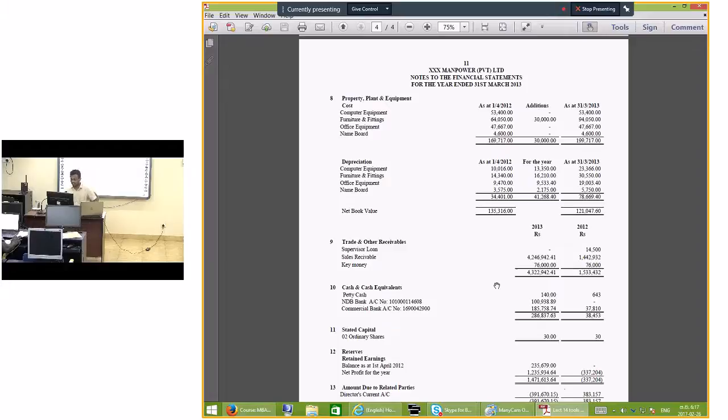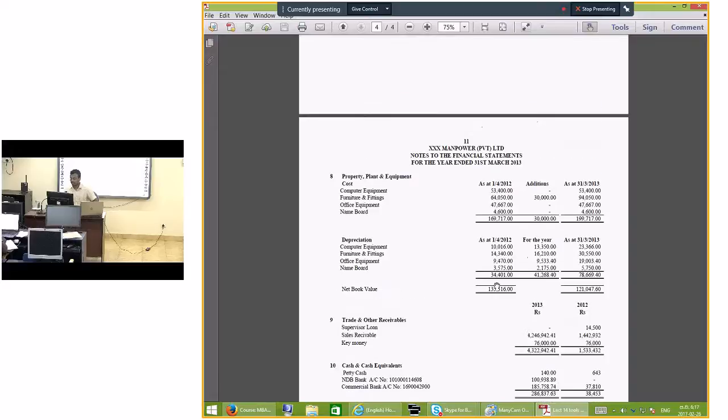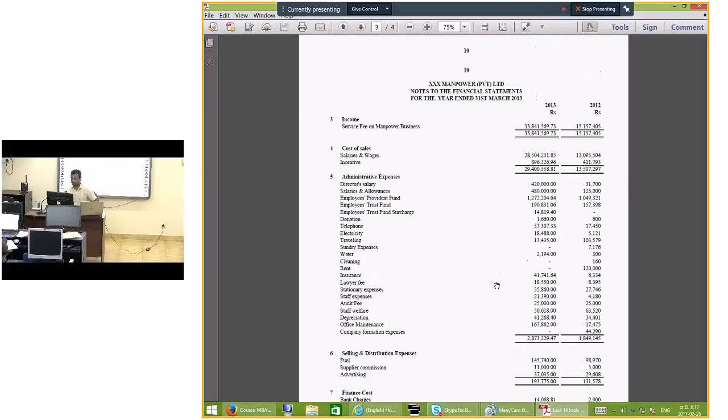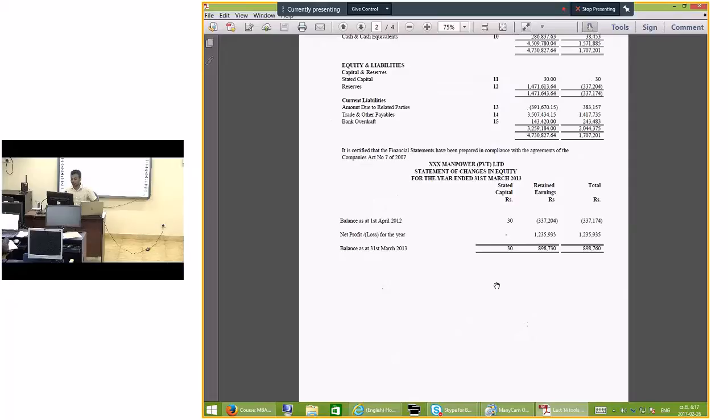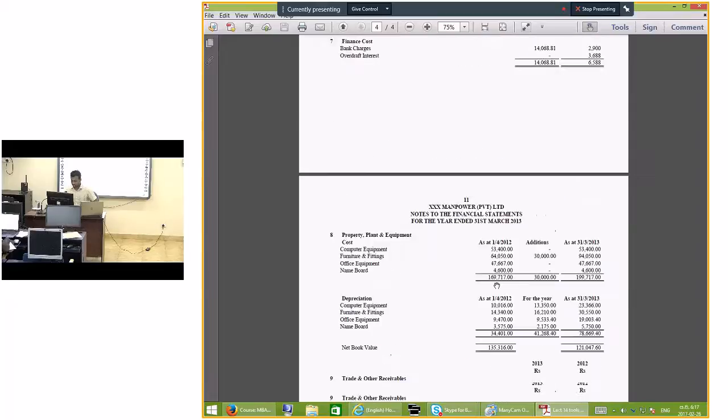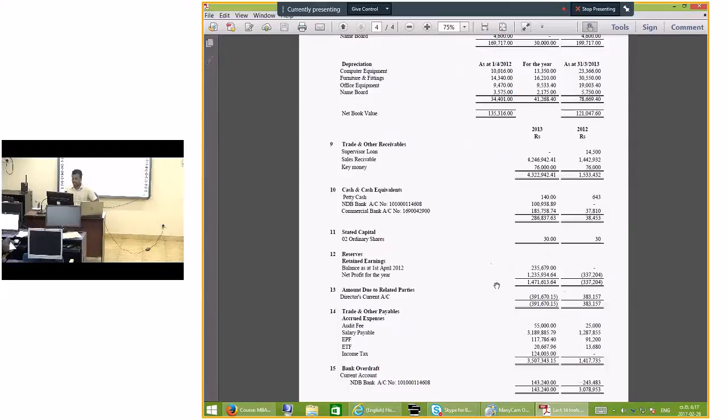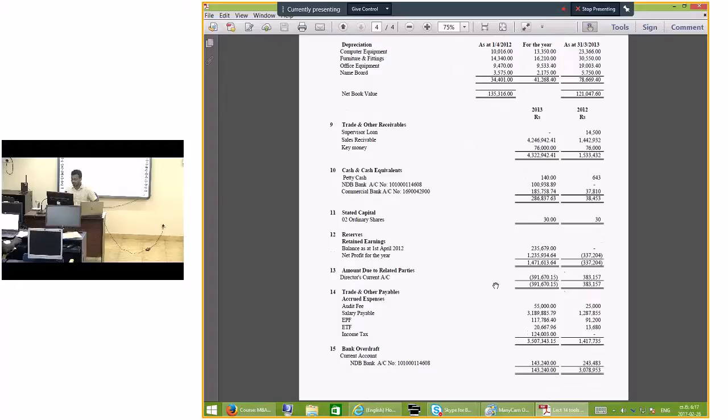Look, yes, it's true. The same account number, NTB, is appearing under cash and cash equivalents as a positive balance, and also as an overdraft. Can it be? No, it cannot be at all. There may be a mistake, or they have done something erroneously, or they have done something purposely. Sometimes the account number has been taken the wrong way. What else?